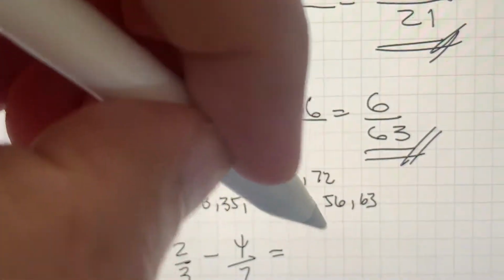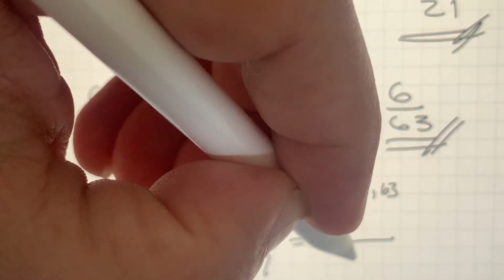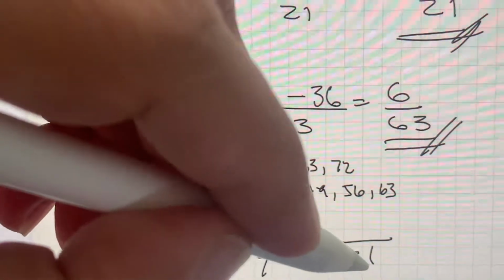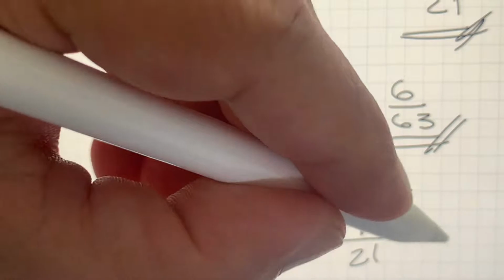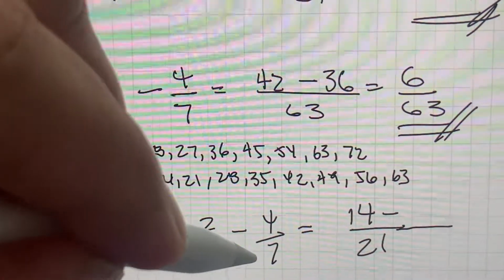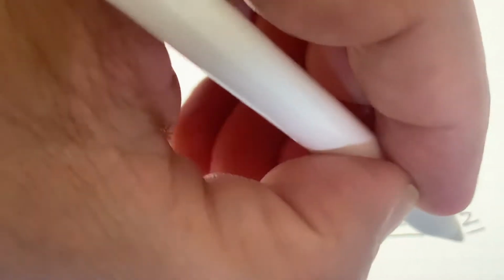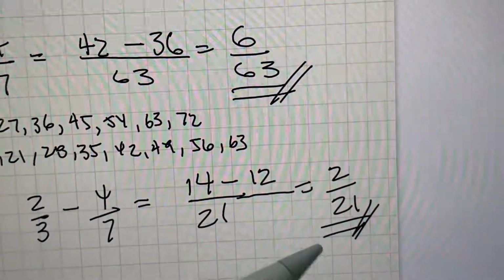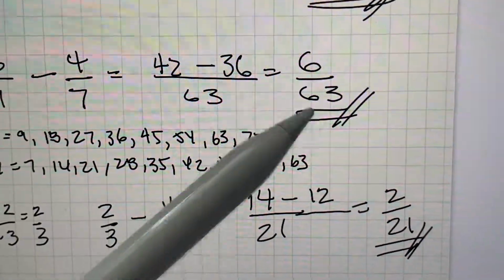Then my common multiple would be 21. Correct? So 21 divided by 3 is 7, times 2 is 14, minus 21 divided by 7 is 3, times 4 is 12. And then I would have ended up with 2 over 21. Now, how come I ended up with 2 over 21 here, but 6 over 63 here?